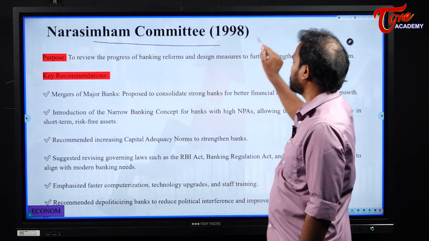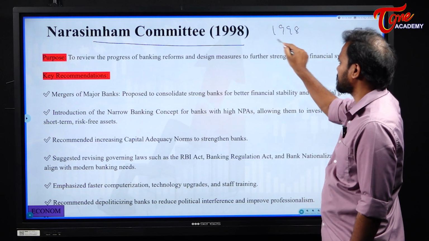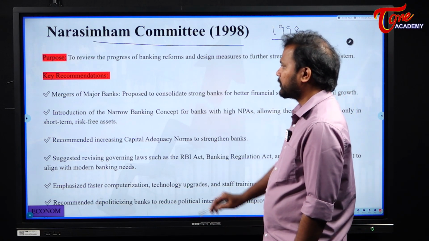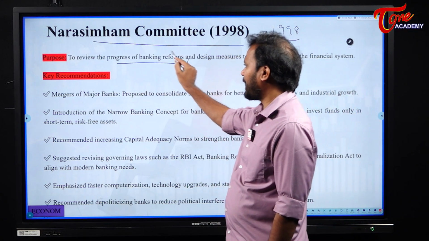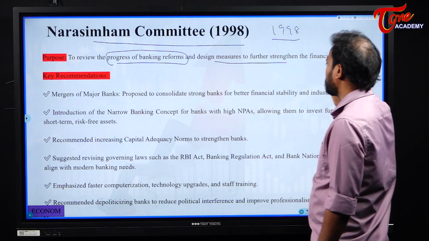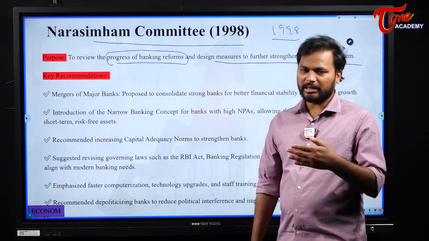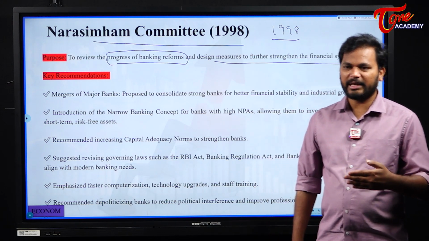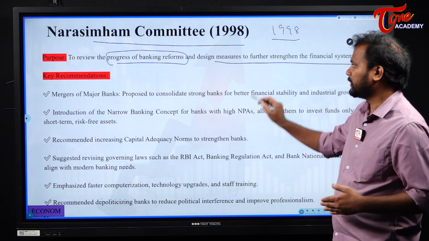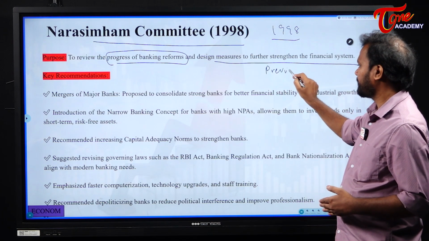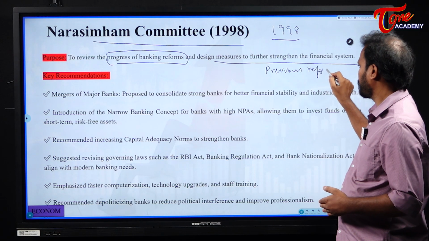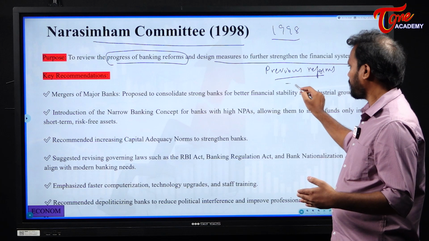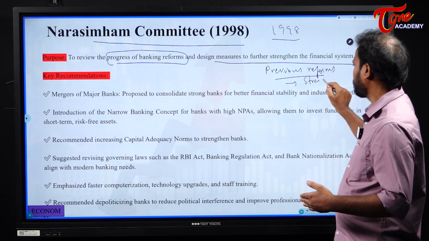Again, we have the Narasimhan Committee in the year 1998. Apart from the first commission, we have the Narasimhan II Committee. Now, the aim is to review the progress of the banking reforms and design measures to further strengthen the financial system. We have taken up the banking reforms previously, that is the Narasimhan I Committee, and we have taken up reforms again so that the previous reforms can be strengthened and revived.